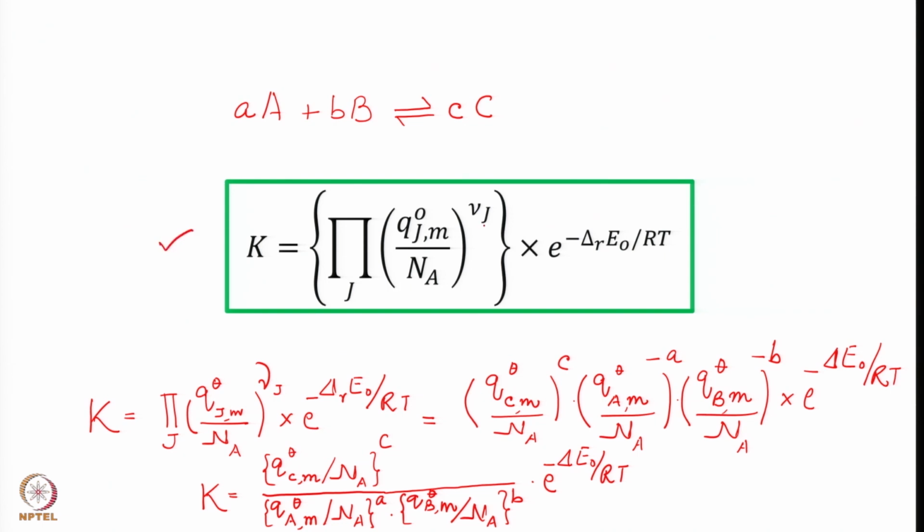That means it is a similar way of writing the equilibrium constant as you have done in discussing chemical thermodynamics. That is, for the products you write in the numerator, and for the reactants you write in the denominator, and then there is an additional term, an exponential term, taking into account the difference in zero point energy that has to come in this expression.